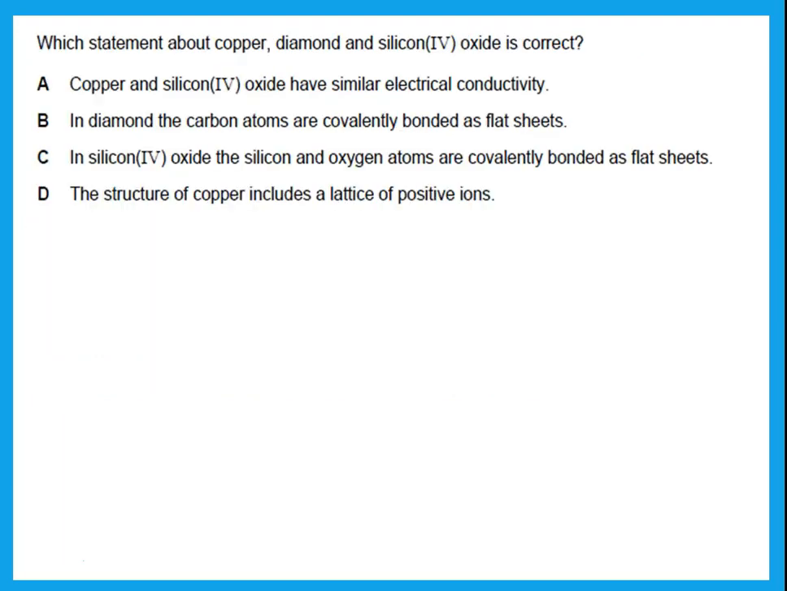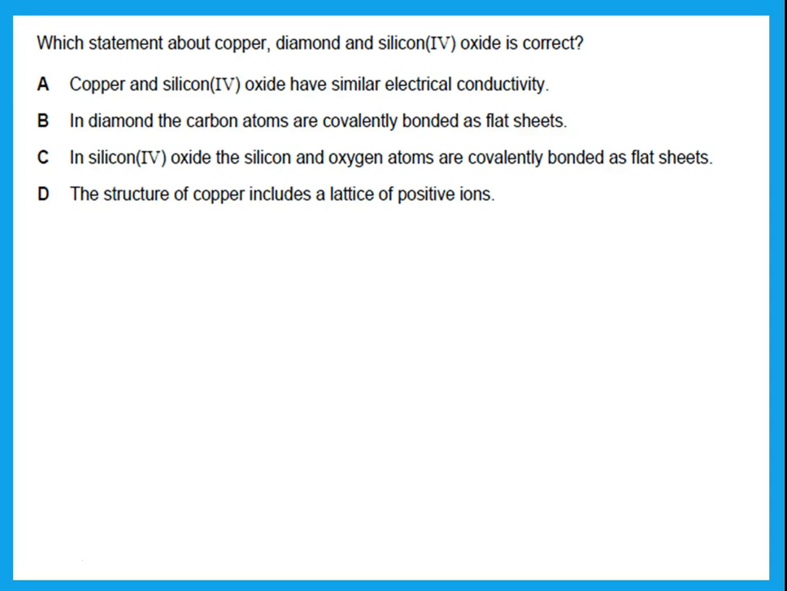Which statement about copper, diamond, and silicon oxide is correct? Let's take a look. Copper and silicon oxide have similar electrical conductivity. I would disagree with that, because copper is a metal that conducts electricity, while silicon oxide is a covalent compound that does not conduct electricity. In diamond, the carbon atoms are covalently bonded as flat sheets? No. In diamond, they have a tetrahedral structure, which is not flat sheets.